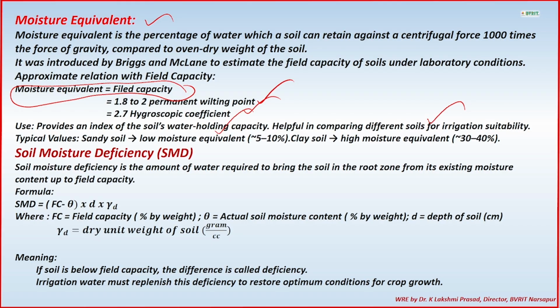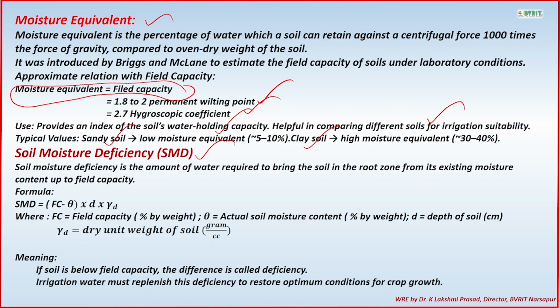If you take different soils and calculate the moisture equivalent, we can tell their suitability. For example, sandy soils naturally have low moisture equivalent, whereas clay soils have high moisture equivalent. Depending upon the low or high moisture equivalent, we propose a particular soil for a particular crop.